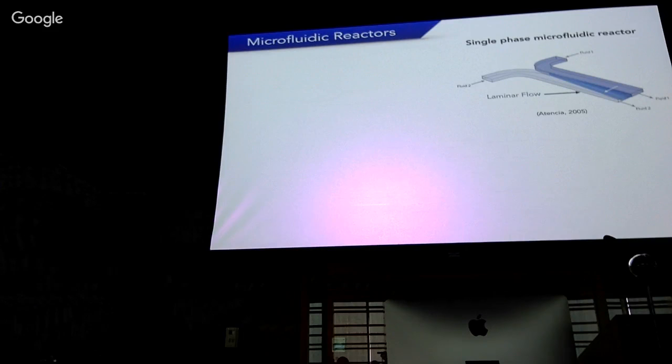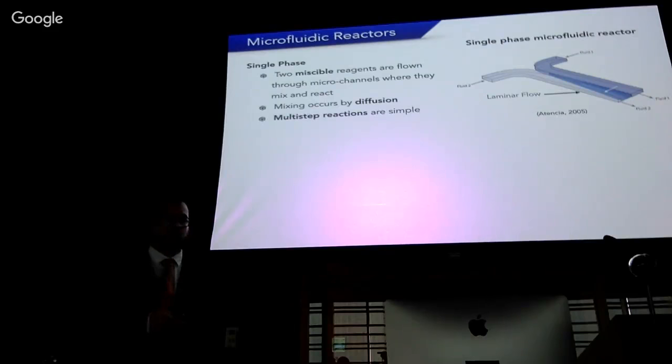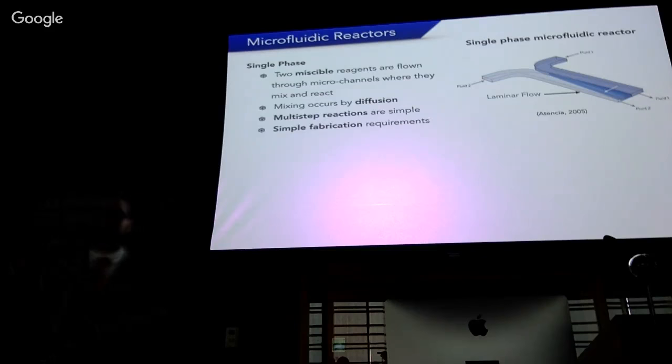So microreactors, there are two types. The first one is single-phase microreactors. In this type, you have two fluids that are miscible, and they join at this junction, and then the reaction happens downstream. The mixing occurs by diffusion. Multiple step reactions are simple because you can add more junctions, and then you can add multiple step chemicals. It has simple fabrication requirements.